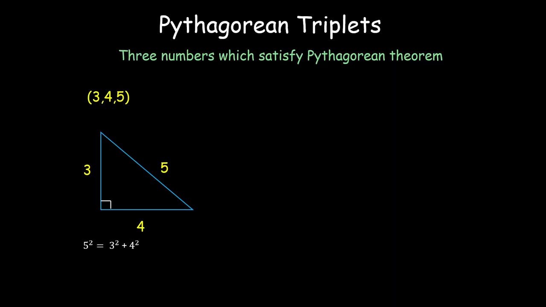Let us verify this. 5 square is 25, 3 square is 9, 4 square is 16. So, this is true. That means 3, 4 and 5, they make Pythagorean triplets. There are many other triplets.